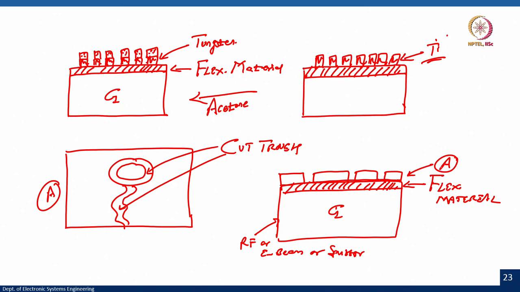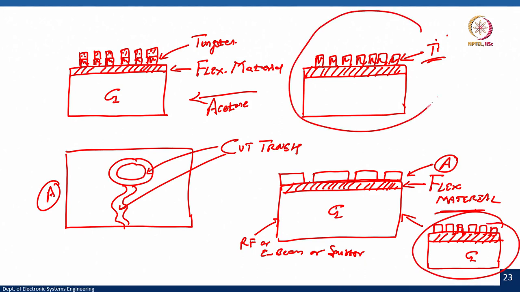Okay, so what we have here is that we have a flex material on which there is a tungsten metal with very fine feature size, and it can definitely stick on the flexible material. After this particular process, if I remove the mask, what I will have, okay. So you again got the same thing that you got here. Can you see this? Right.